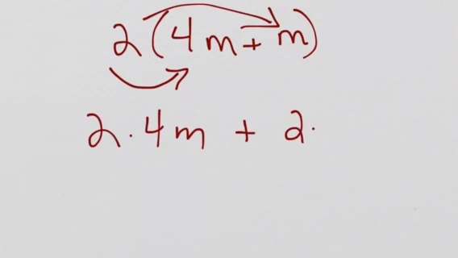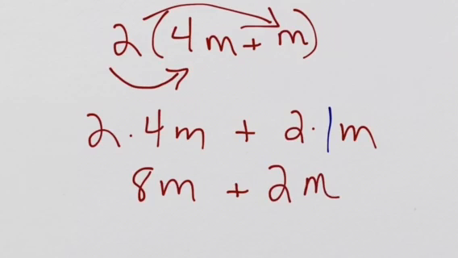2 times 1m. We need to have a 1 in there because we need to have something called a coefficient with every variable. Okay, let's go ahead and finish this problem. 2 times 4m is 8m, plus 2 times 1m, which is 2m. If we add these 2 together, quite simply, we get 10m.